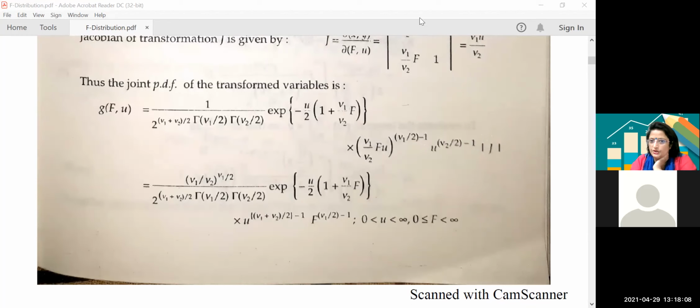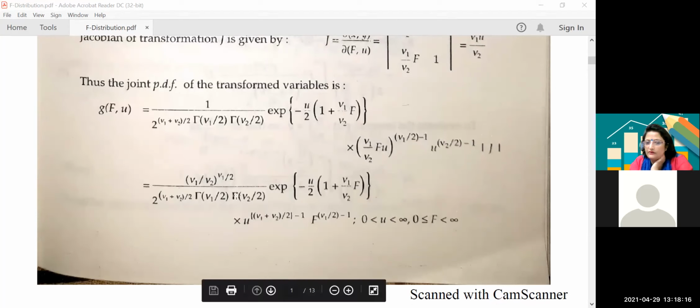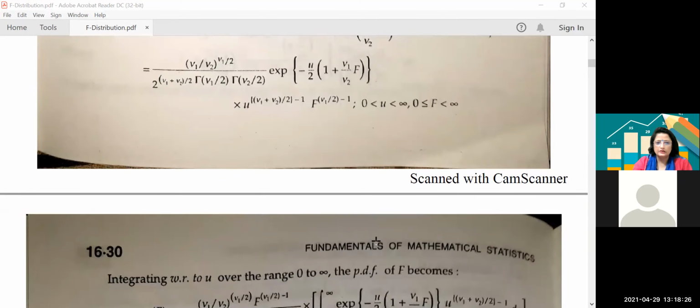सो व्हेन यू विल पुट द वैल्यू ऑफ जैकोबियन ऑफ ट्रांसफॉर्मेशन, द वैल्यू ऑफ v1 by v2 एक माइनस में हो गई, एक +1 में हो गई, वो कैंसिल आउट हो जाएगी। यू आर ओनली लेफ्ट विद v1 by v2 raised to power v1 by 2, ठीक है जी। सो द वैल्यूज ऑफ f लाइंग बिटवीन 0 to infinity and value of u also lying between 0 to infinity, ठीक है जी.